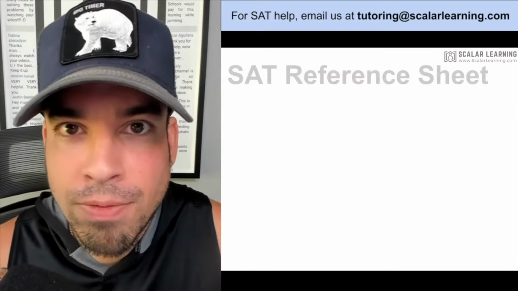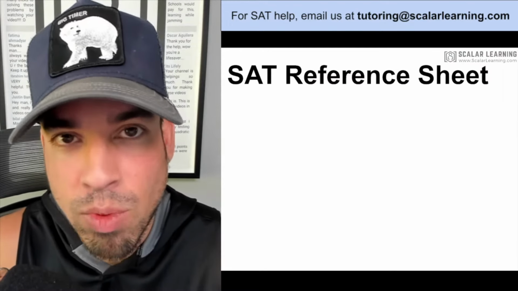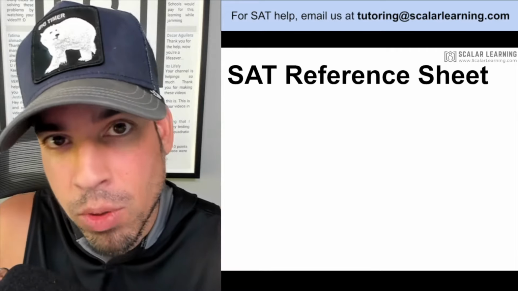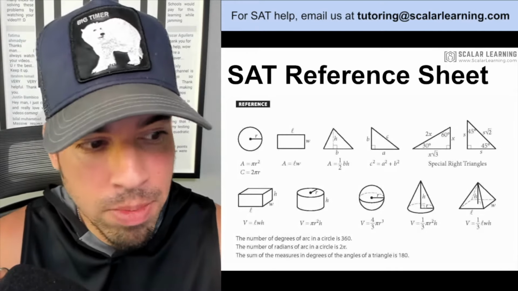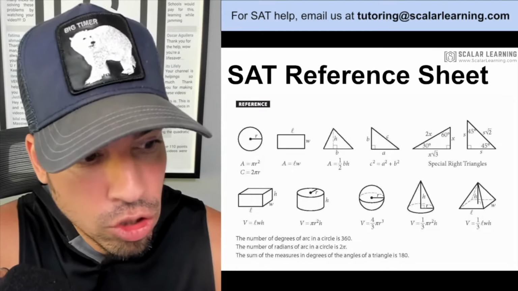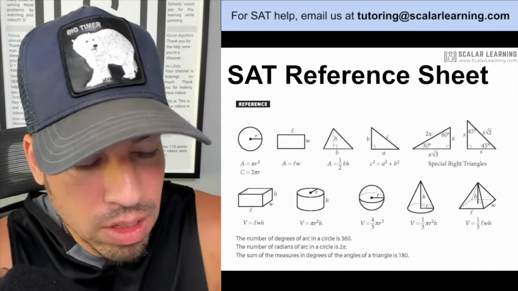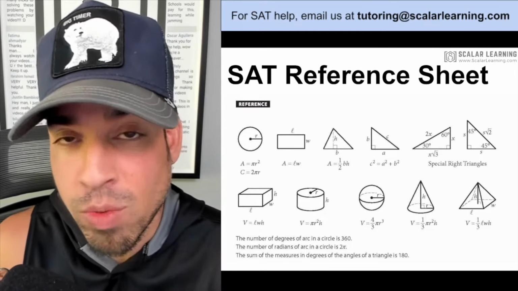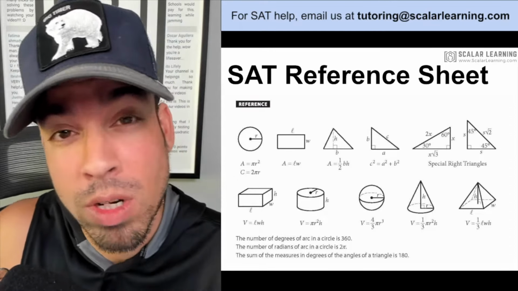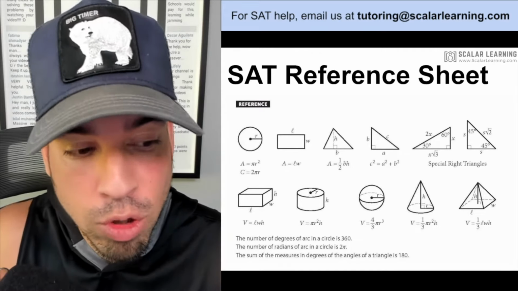So the first thing we want to talk about is the SAT reference sheet. This is something that is given on both the calculator and the no calculator section. So here's the reference sheet, and you want to be familiar with what's on it. We've got circle, area, and circumference. We've got area of a rectangle, area of a triangle, Pythagorean's theorem, and special right triangles, both of which I'm still going to go over because I want to explain conceptually how to approach them and apply them.